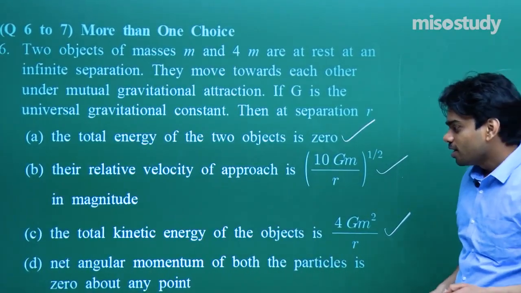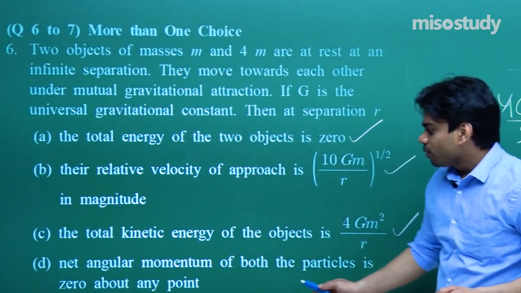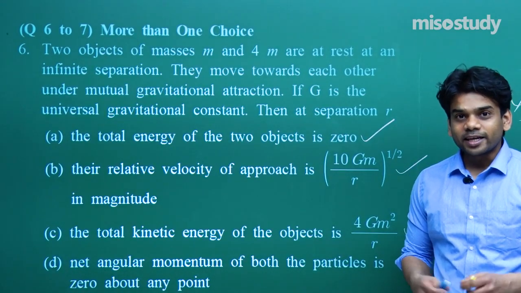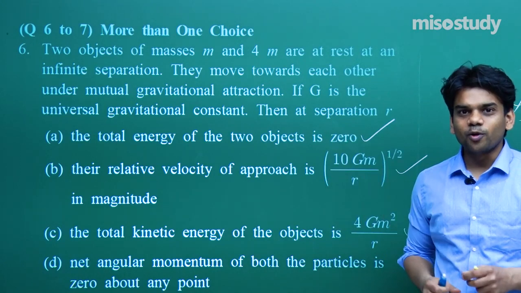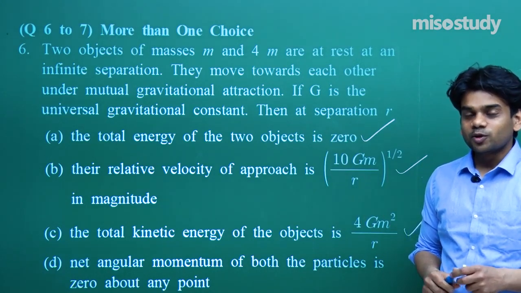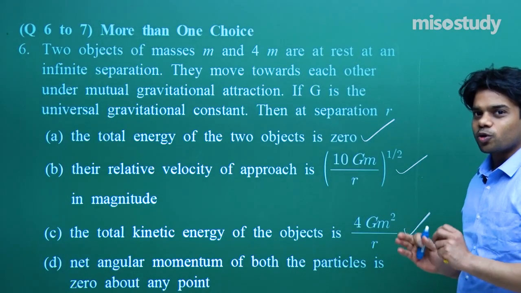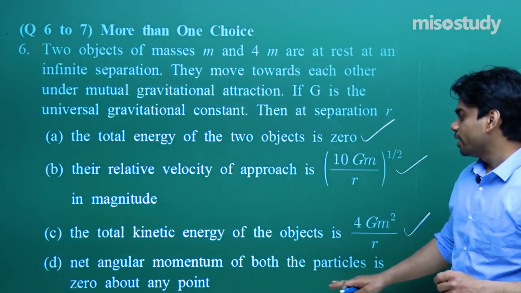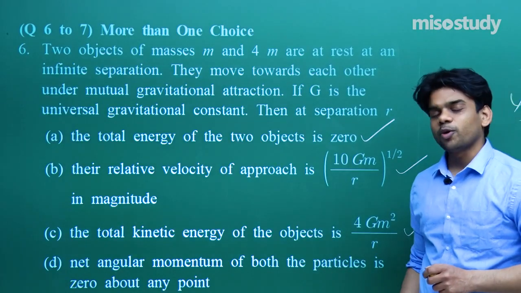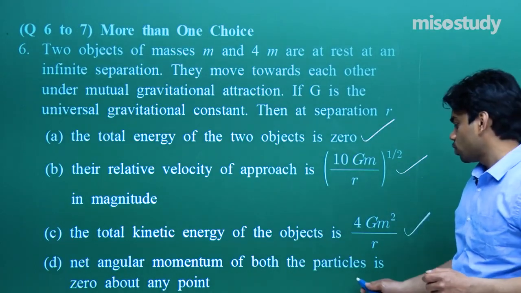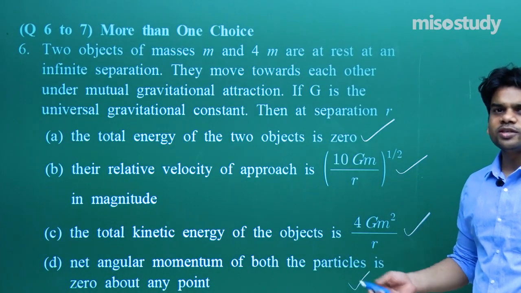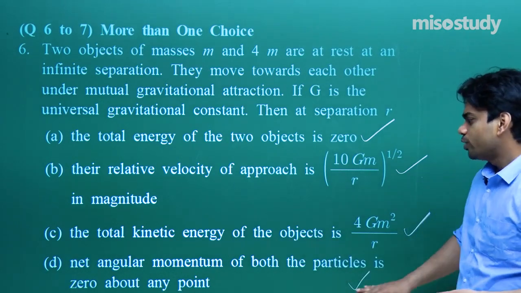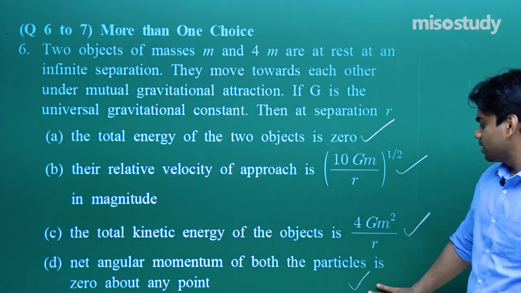That's true. D, net angular momentum of both the particles is 0 about any point. Since again they are coming due to only their force of attraction. Now torque about any point will be 0 due to this force of attraction. Since torque is 0, we will find net angular momentum of both the particles is 0 about any point. Even net angular momentum will also remain 0. No torque, no change in angular momentum, initial angular momentum is 0, so final angular momentum will also be 0. So net angular momentum of both the particles is 0 about any point.